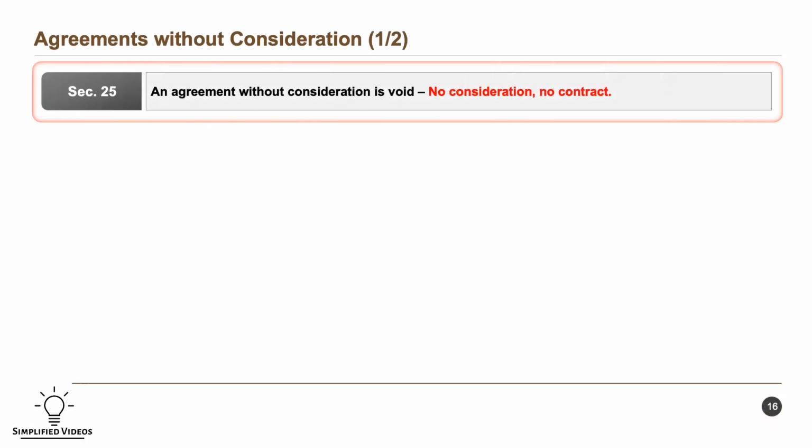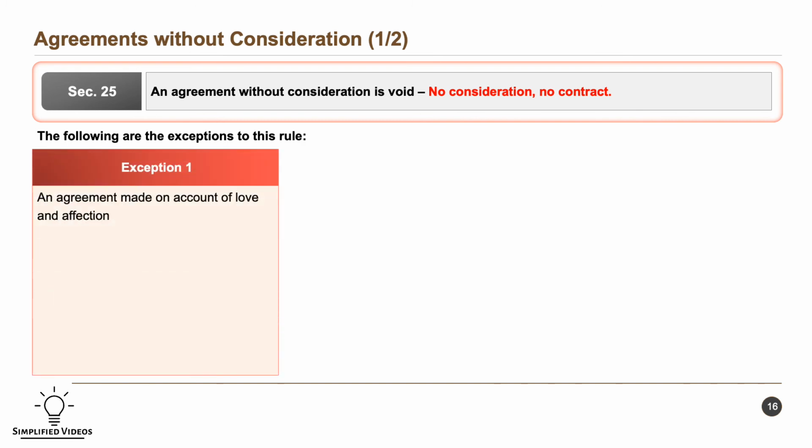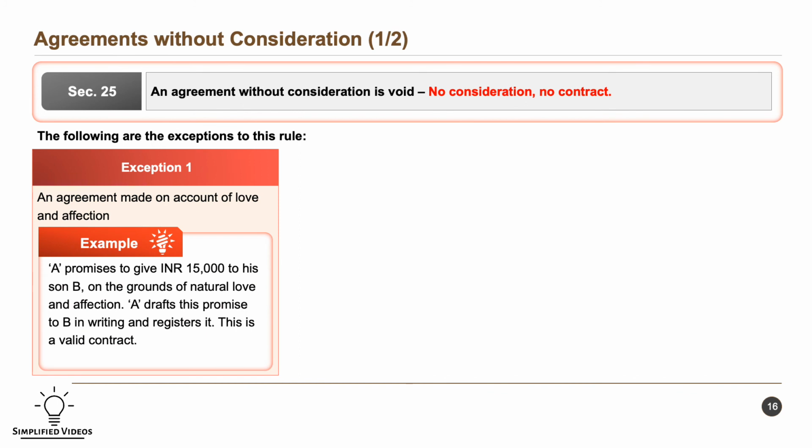According to Section 25, an agreement without consideration is void. No consideration, no contract. The following are the exceptions to this rule. Exception 1: an agreement made on account of love and affection. For example, A promises to give rupees 15,000 to his son B on the grounds of natural love and affection. A drafts this promise in writing and registers it. This is a valid contract.